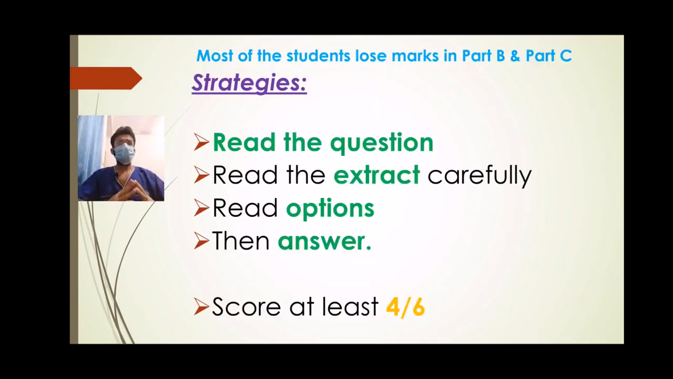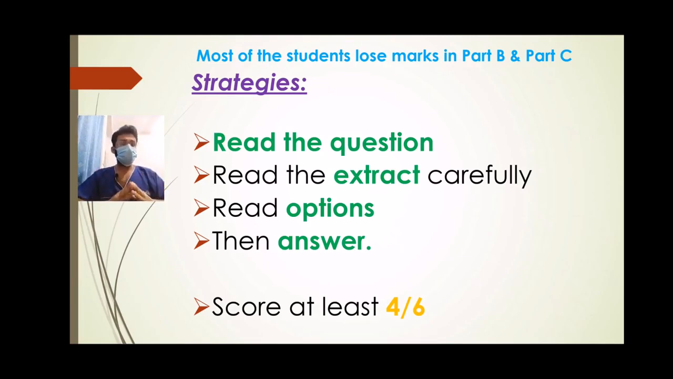Most of the students lose their marks in reading part B and C. This is because they don't practice both of these parts. So now I will tell you the strategies for how to tackle or cope with reading part B. First of all, you have to read the question. Read the question and underline or encircle the important word or phrase in the question, and you have to search for that word or its synonym in the extract, and it will be your answer.